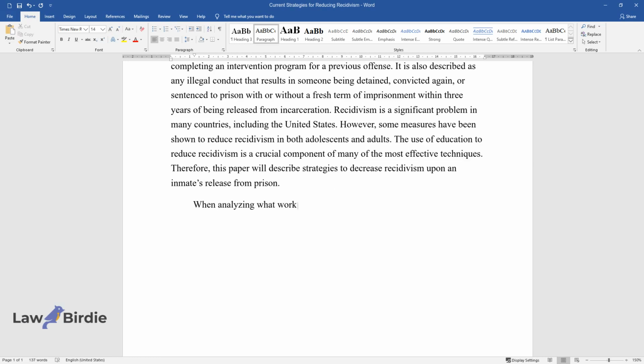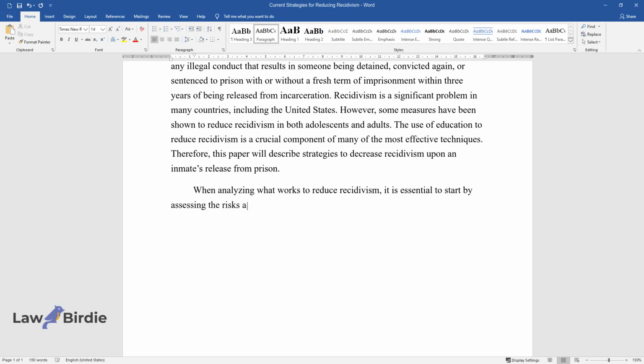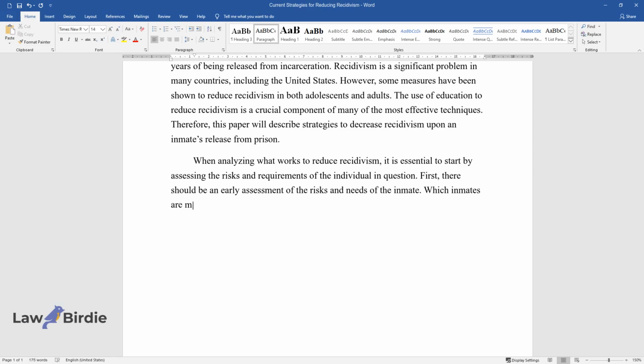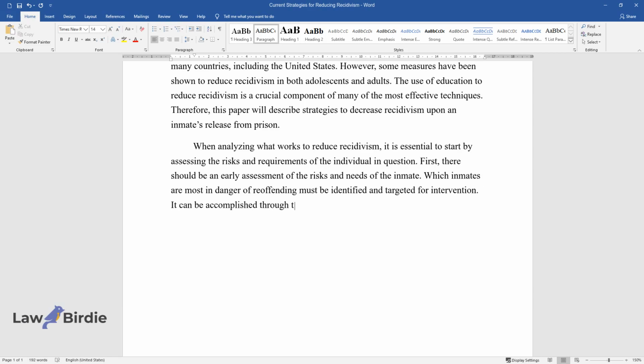When analyzing what works to reduce recidivism, it is essential to start by assessing the risks and requirements of the individual in question. First, there should be an early assessment of the risks and needs of the inmate. Which inmates are most in danger of reoffending must be identified and targeted for intervention. It can be accomplished through the use of an objective risk assessment.